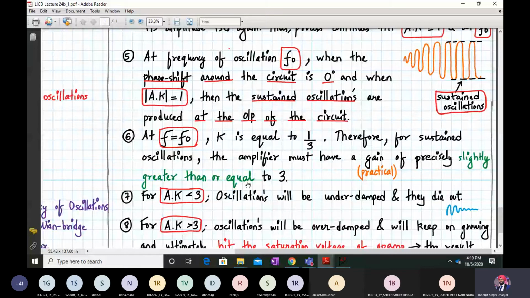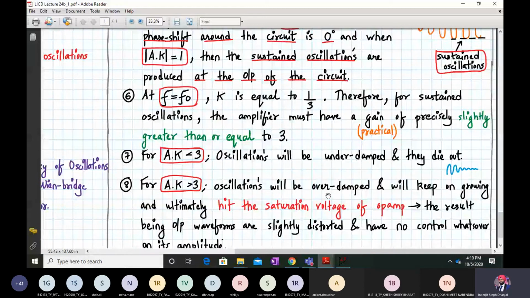Now, if we have the A into K ratio, according to the Barkhausen criteria, less than 3, what will happen? The oscillations will be underdamped and they will die out like this. And if it is greater than 3, what will happen? The oscillations will be overdamped and will keep on growing and ultimately hit the saturation voltage of the op-amp. That will result in a slightly distorted waveform, which we were getting earlier, with no control whatsoever on its amplitude.